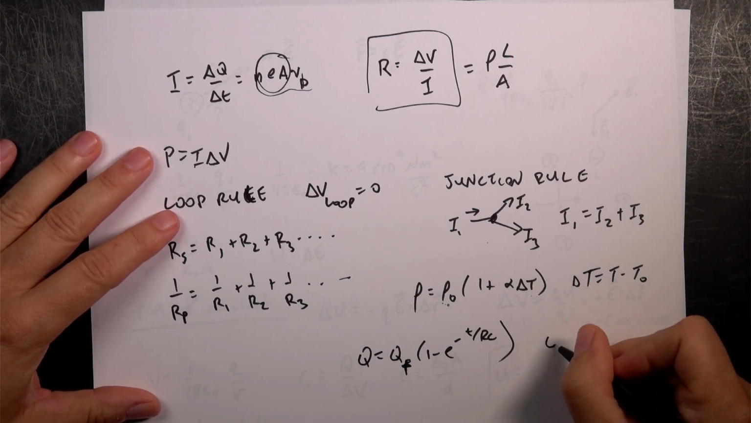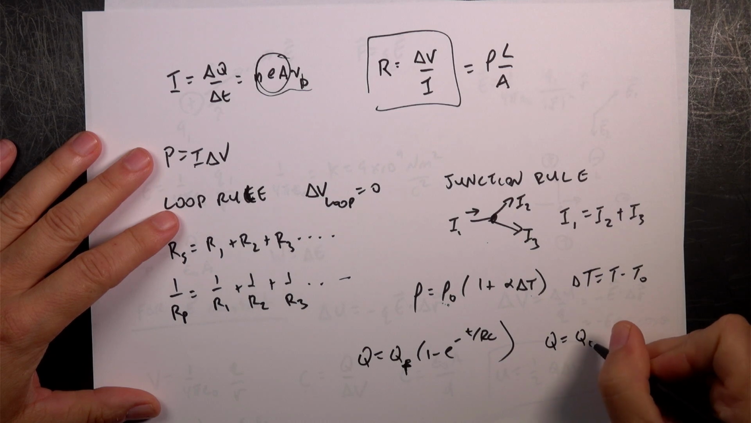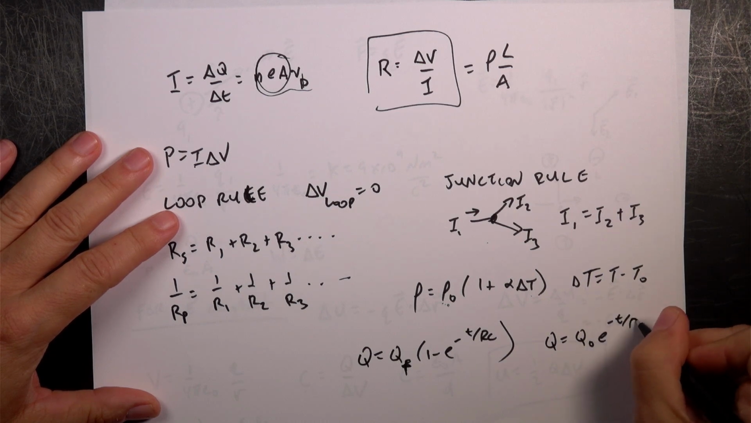If I discharge a capacitor, it looks like this. Q equals Q0 e to the negative t over RC.